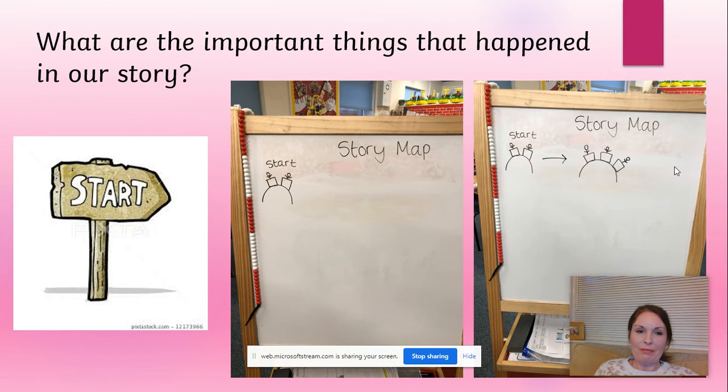So let's have a recap. The important things that happened in our story at the beginning were, first thing, Bert and Ethel had a fabulous time together, playing together, two of them on the hill in their boxes. And then the next thing that happened at the beginning was that Shoo asked if he could join in and brought his box. And that's how I recorded it in pictures as a story map.